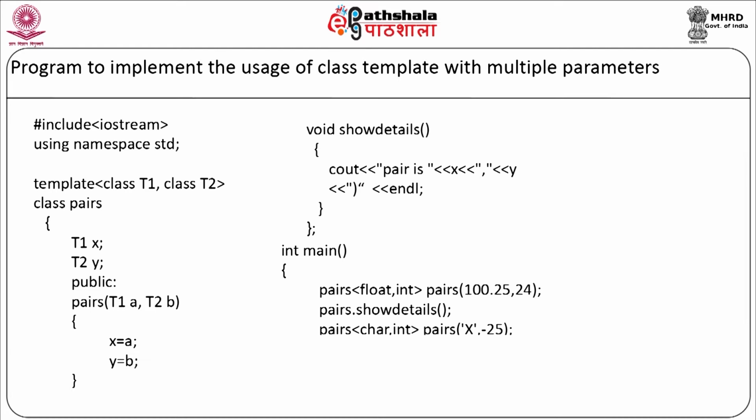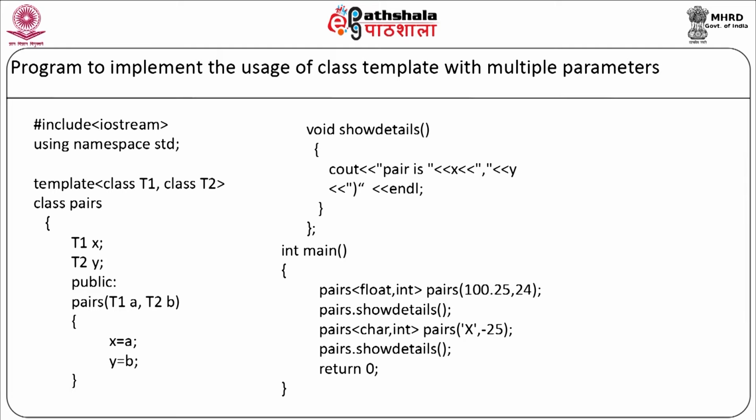Then we will call the pairs char comma integer. So T1 here will be character and T2 here will be integer. Now we are going to call a function pairs in brackets character 'X', capital X, comma minus 25. So we are calling the constructor here. Now we are going to call pairs dot show details, return 0 and end of the main program.